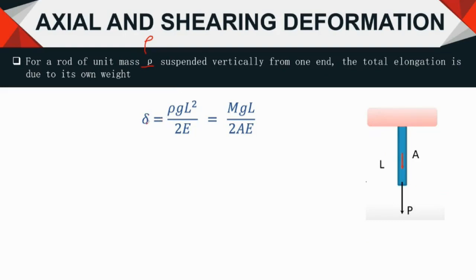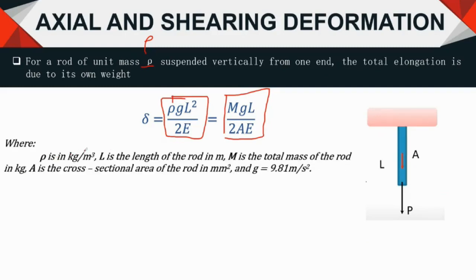So, ito yung formula for the elongation due to its weight. We have density multiplied by G, L squared divided by 2E. If ever na ang given is in terms of mass, ito naman yung formula natin: M G times L divided by 2AE. So, kapag density yung given, we have rho, or the density, in kilogram per cubic meter. The length of the rod is in meters. M is the total mass of the rod in kilogram. Area, cross-sectional area of the rod, in millimeter squared. And si G natin, constant ito, familiar na tayo dito, 9.81 meter per second squared.